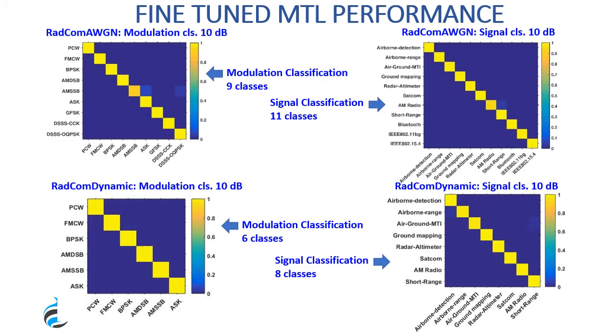This is the fine-tuned MTL performance, that is the performance of the lighter architecture on both datasets, the RADCOM AWGN and RADCOM Dynamic. RADCOM implies radar and communication, and for both at 10 dB, these are the confusion matrices where we can see close to 99% performance in classifying all those classes.